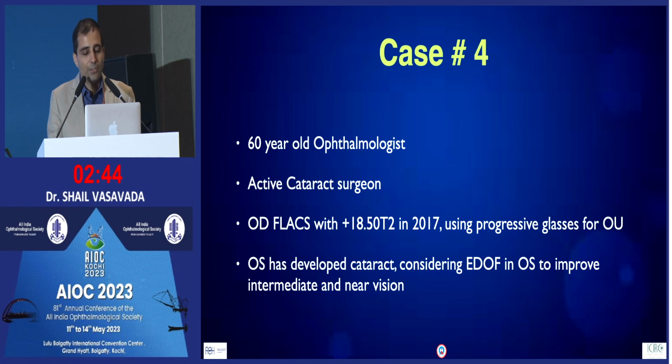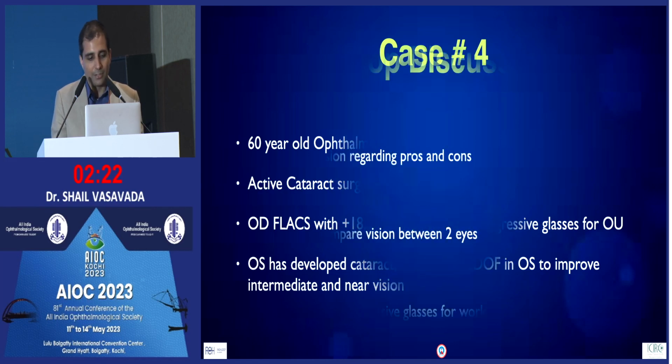Another 60-year-old ophthalmologist, a very active cataract surgeon. We did a toric monofocal for him in 2017, a myope, and he's using post-operative progressive glasses. And now he's come for his left eye, and he's himself very keen, saying, I would wish if I can reduce or improve my intermediate range of vision so that in my routine functional life at home, I'm less dependent on glasses.